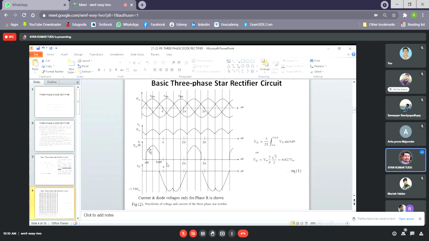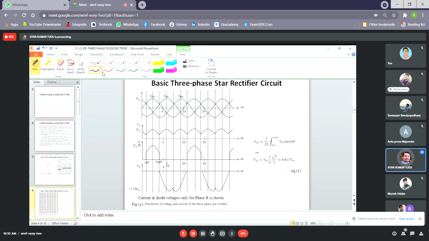We can also see the diode current, and the diode current shown here is only for one phase, phase R. The same thing will be obtained for phase Y and phase B also. So the current and diode voltages shown are only for the R phase, and the same knowledge can be extended to the Y and B phases. So it is very clear that the conduction angle of each diode is 2 pi by 3, as can be seen from here.